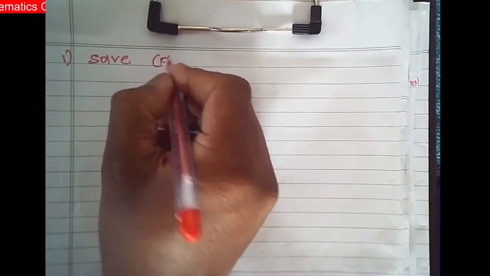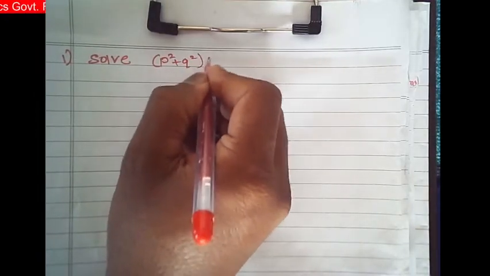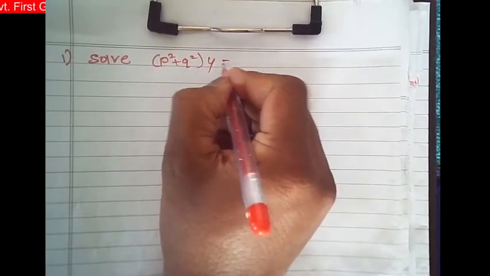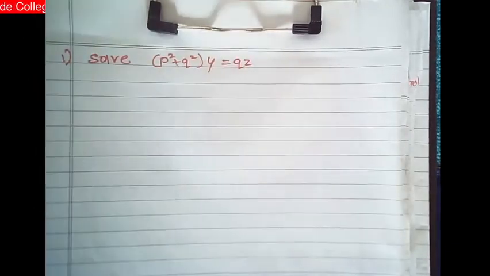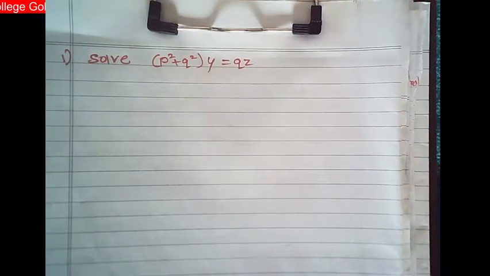So let us solve one more problem on Charpit's method. The problem is: solve (p square plus q square) into y equal to qz. Okay, so this is the given problem.